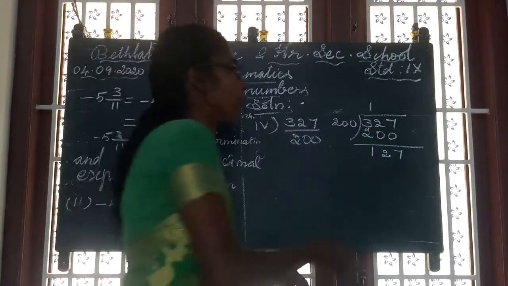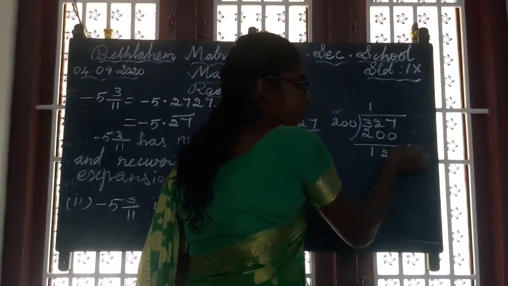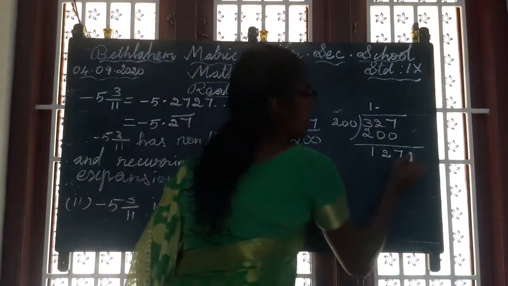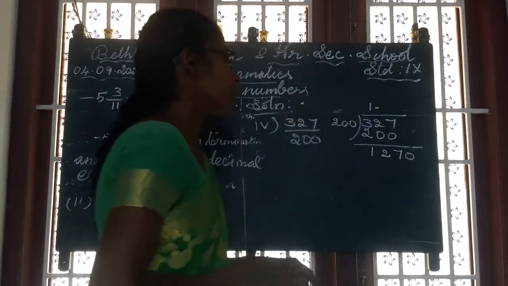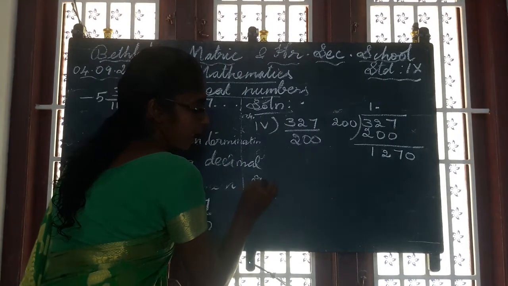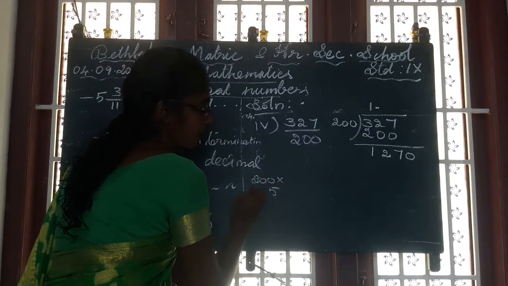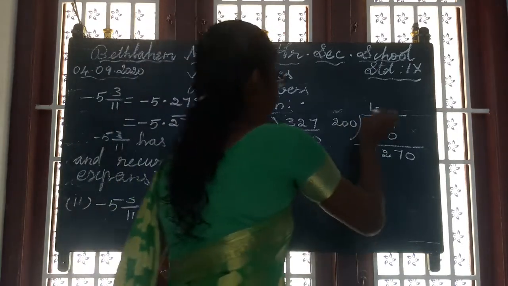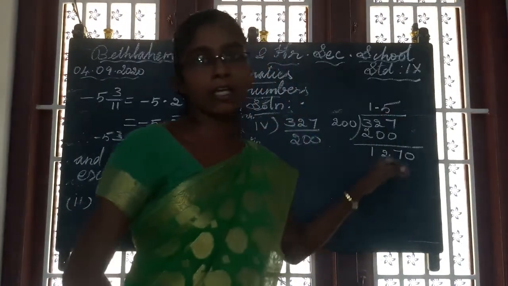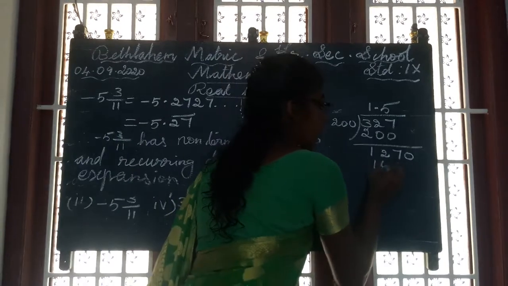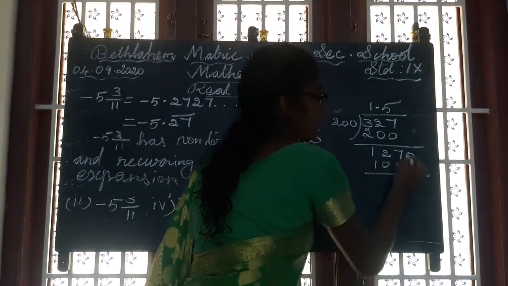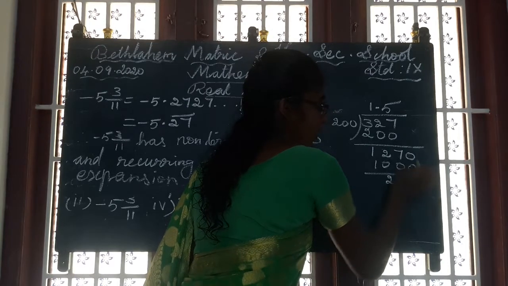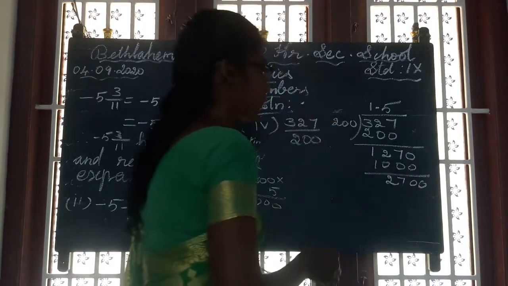127. Next, any other digits? No. So we have to put the point and write 0 here. Next, how many times? 200 into 5 means 0, 0, 5 2s are 10. So 5 times 1000 will be got. Subtract it. So 0, 7, 2. Again we can include 0.